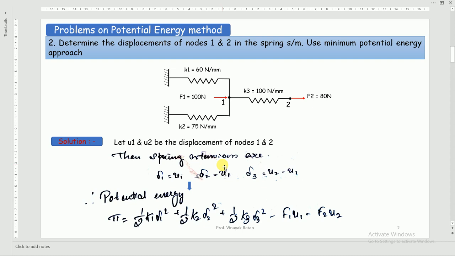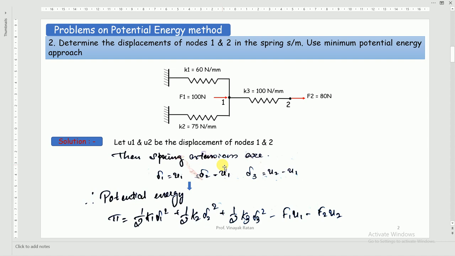So in order to explain the principle of minimum potential energy, I took two bodies of same mass falling from different heights. The one which is having minimum potential energy will reach the equilibrium first. Okay, will reach the stable condition first, the equilibrium state first.